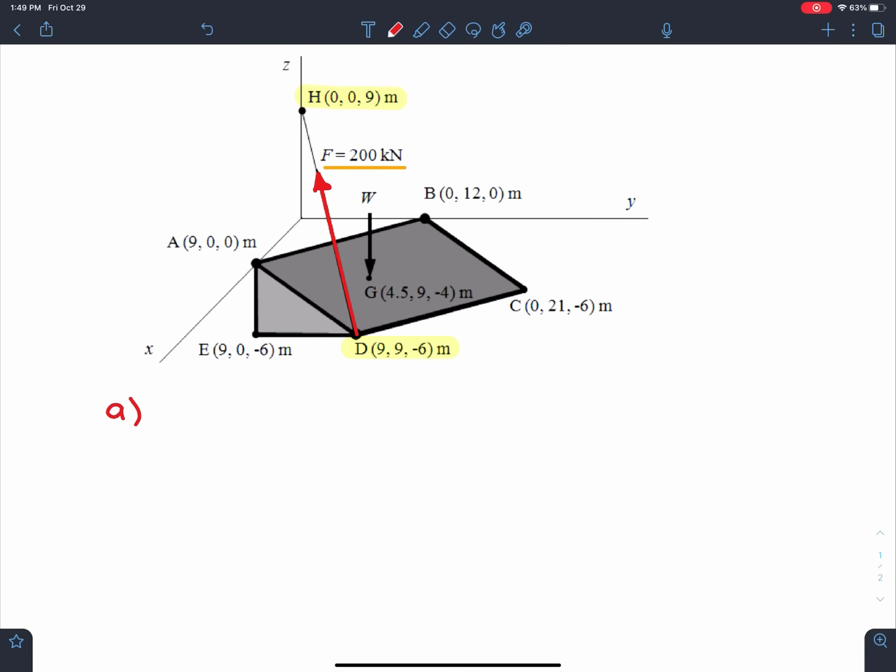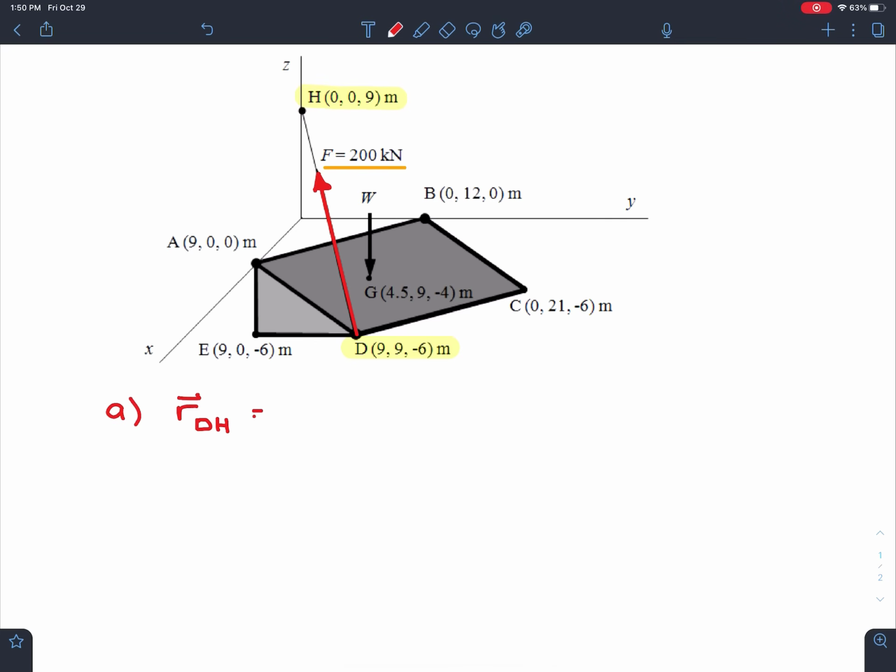So the first thing that we are going to do is create a position vector. So I'm going to go R. And it's going to go from where our force starts to where our force is going to. So in this case, we can see that our force starts at point D, and we know that our force is heading to point H. All right, so that's going to be the subscripts, where we start to where we end up.